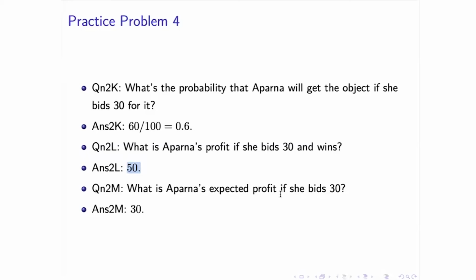And what is Aparna's expected profit if she bids 30? So that is 50 multiplied by 0.6, plus 0, which is her profit if she loses, multiplied by 0.4, which is the probability of her losing. And so therefore the expected profit is 50 multiplied by 0.6, or 30. Okay, so that's how we do it.